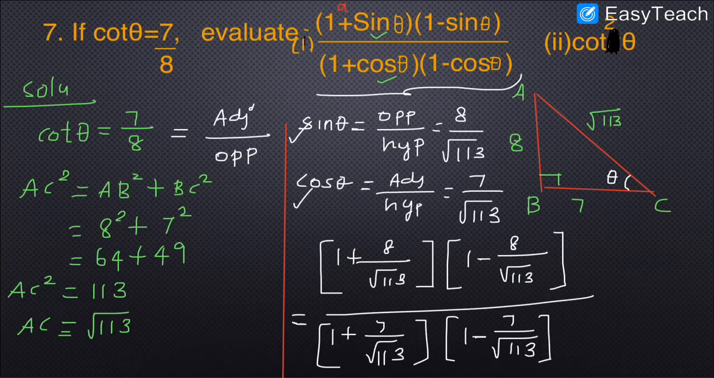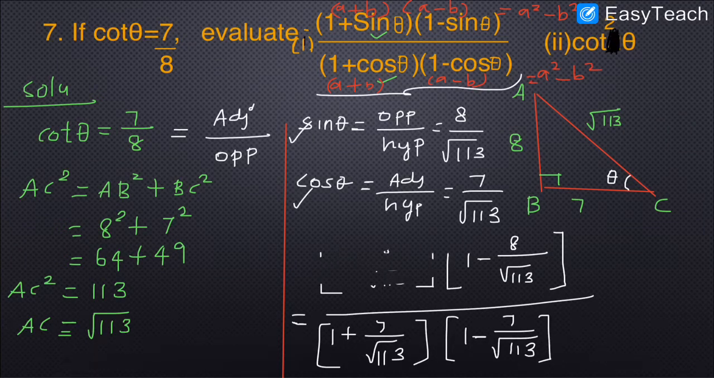So look at here, consider this is a plus b and this is a minus b. So if a plus b into a minus b, the formula is a square minus b square. So same to the denominator also. Here also a plus b and a minus b gives me a square minus b square.